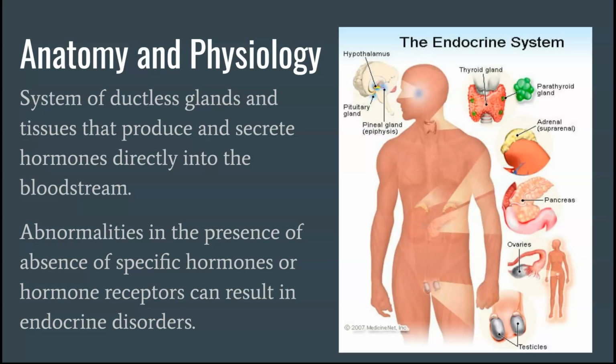Pancreas is both exocrine and endocrine because the pancreas is what creates bile salts. So just keep that in mind. Abnormalities in the level of hormones is usually what results in endocrine disorders, right? So there's too much or too little.